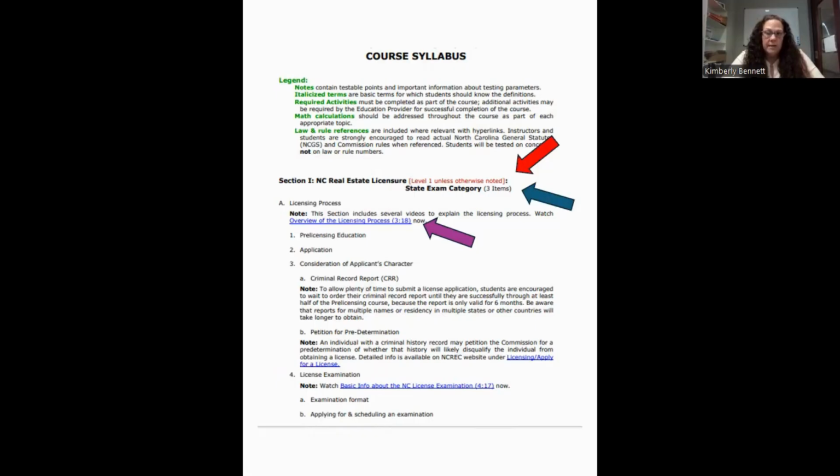So if you've got it downloaded, you can click the hypertext links. If not, and it's a commission rule, you can put the rule number in your search bar on the internet and it'll take you right to that rule. If it's a licensing law, you can put NCGS and then the law number, and it'll take you right to it. Okay, if you've got it printed out instead of having it downloaded.